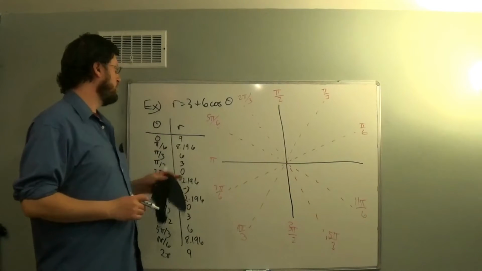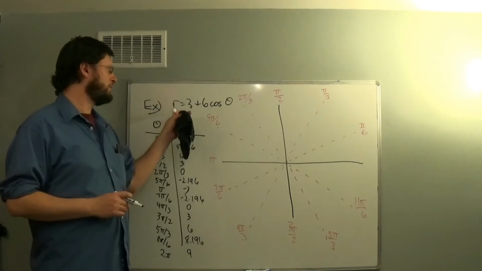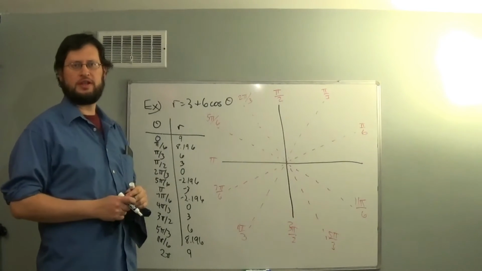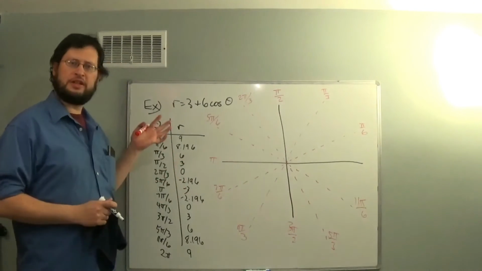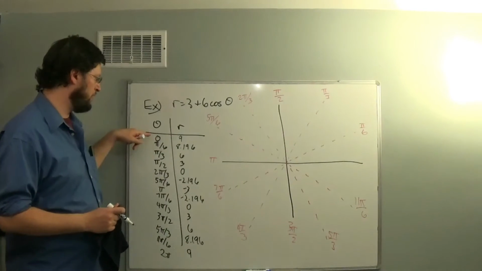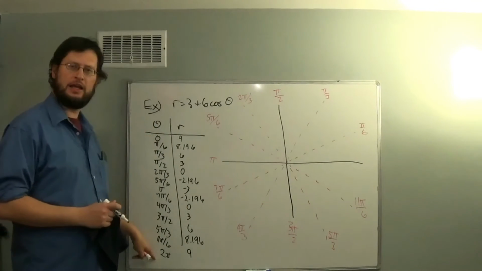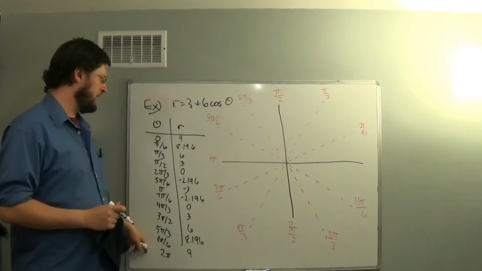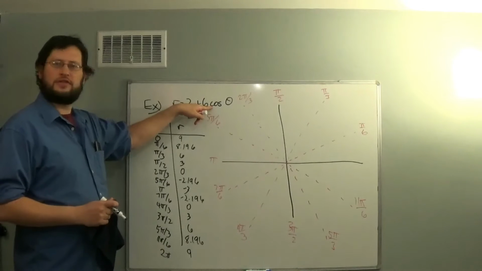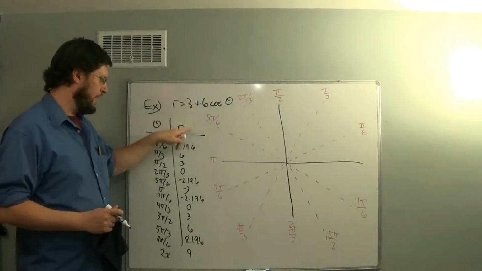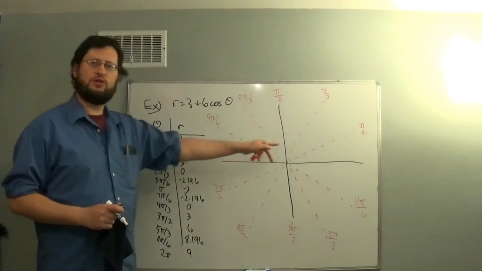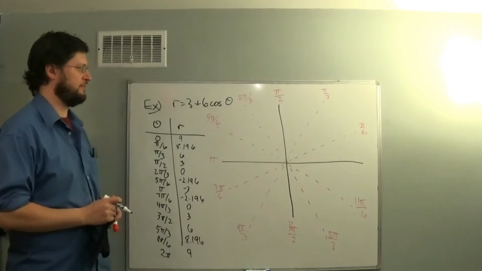In this example, we're looking at the polar curve r equals 3 plus 6 cosine theta, and we're asked to sketch it by plotting points. So I've taken the time before we get started with the video to plot out all of the points for theta between 0 and 2 pi at multiples of pi over 6. I've taken these angles, plugged them in for theta, and evaluated r. Now all we're going to do is plot these points over on our polar coordinate system.